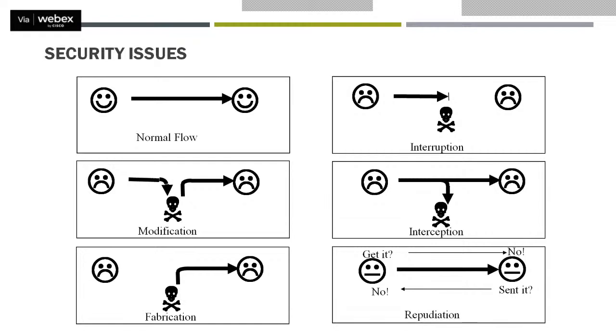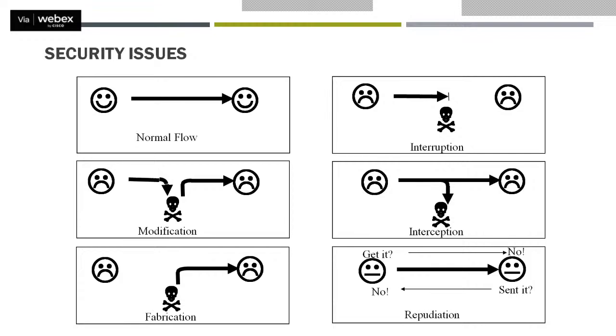So wherein, on behalf of someone, sending the information to another, that will be fabrication. Then the last one is repudiation. There are two types of repudiation: sender non-repudiation and receiver non-repudiation.